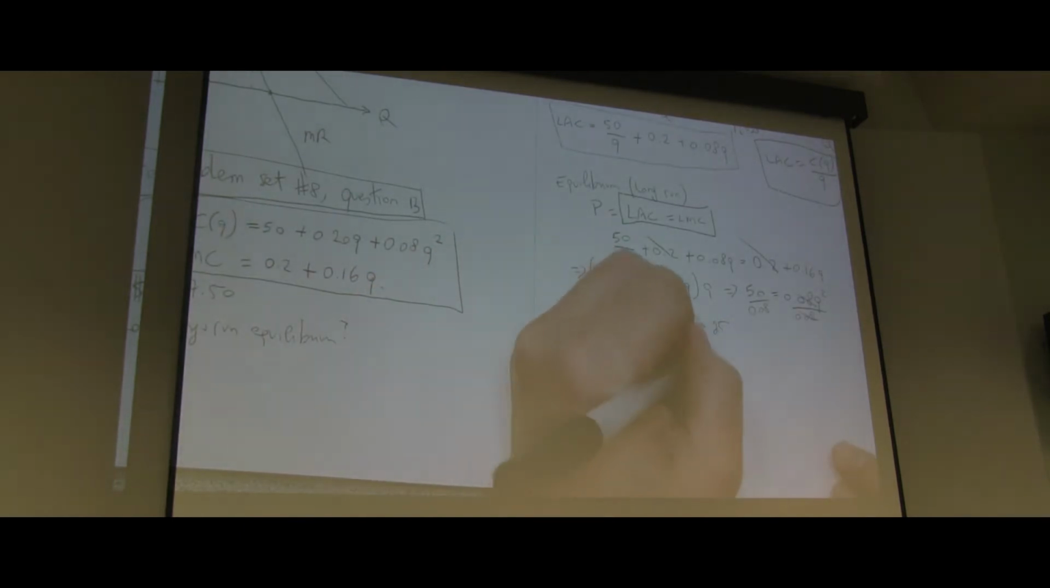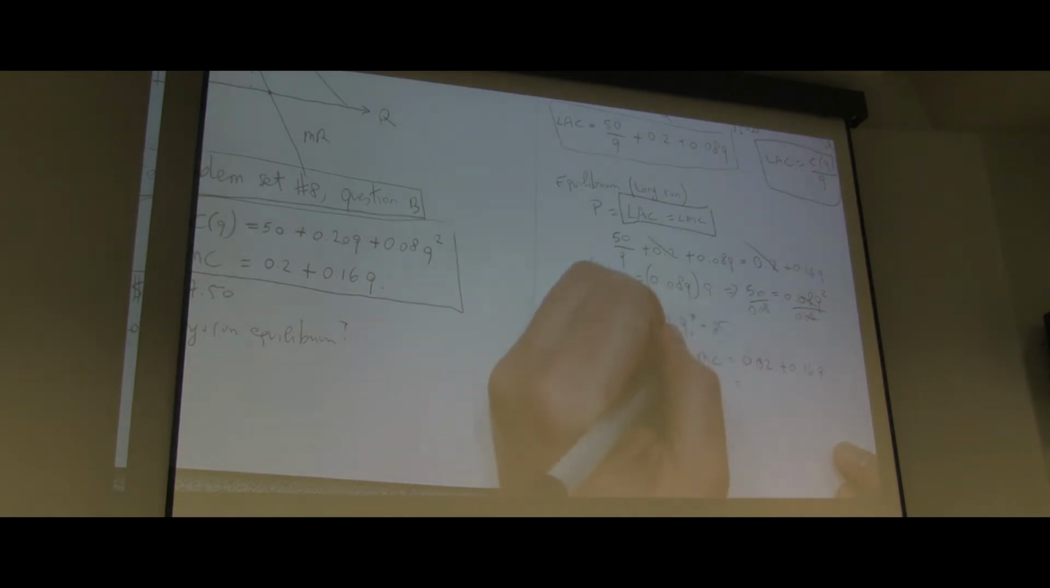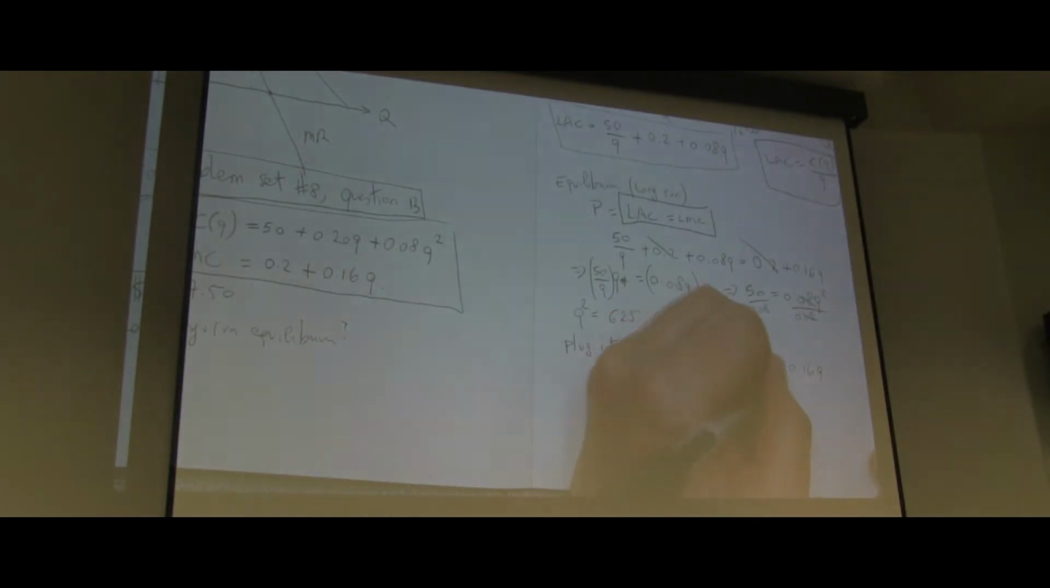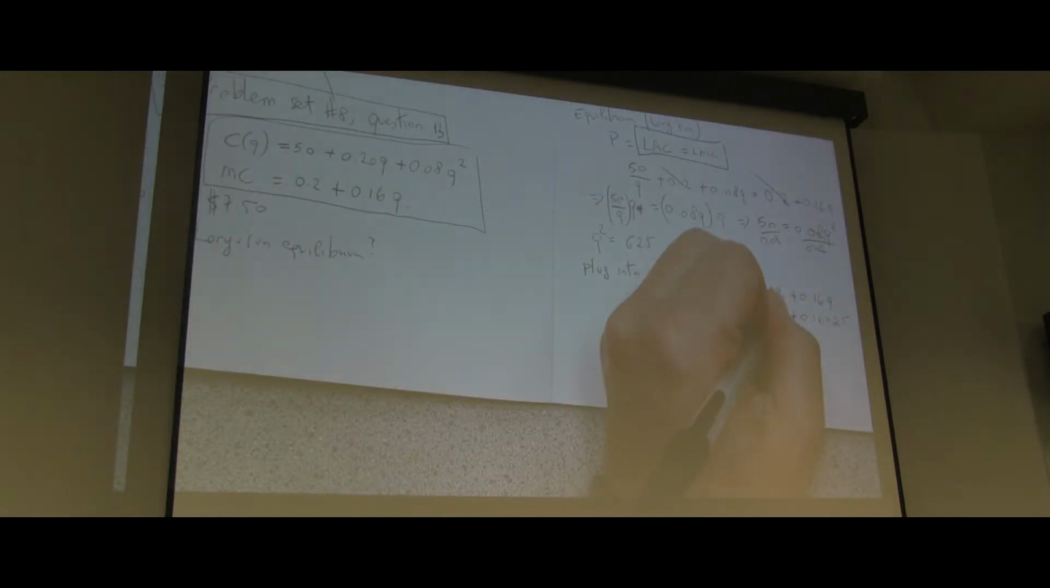And the marginal cost is 0.2 plus 0.16Q. And this is the price, right? So price equals marginal cost, which means that the price is going to be 0.2 plus 0.16 times 25. It's 0.2, it's not 0.02. Yes, it is 0.2.